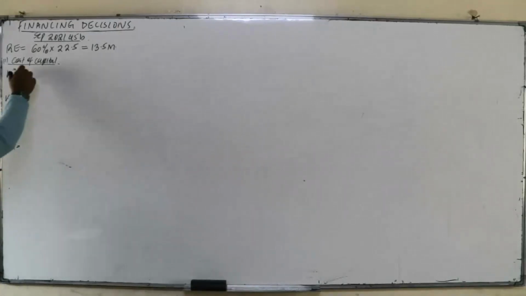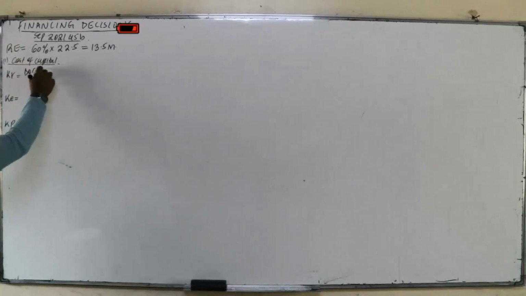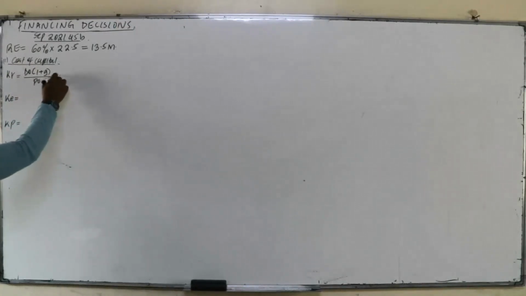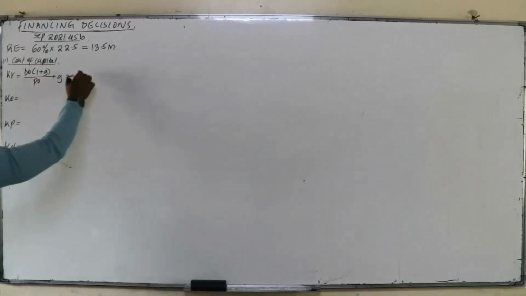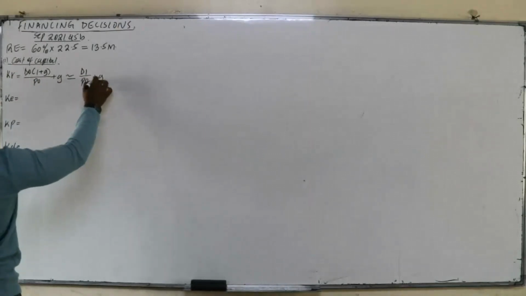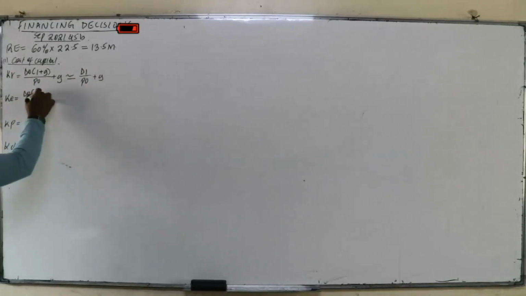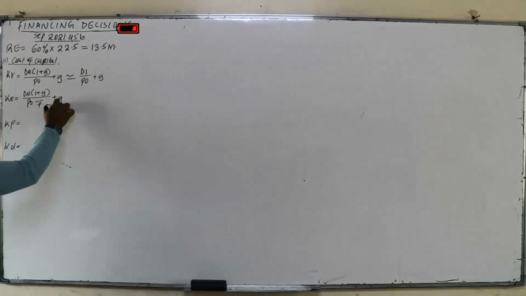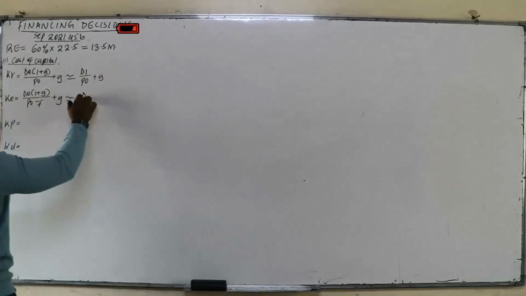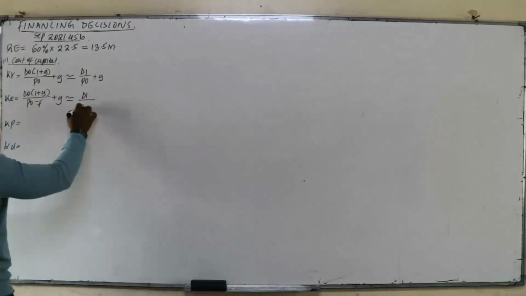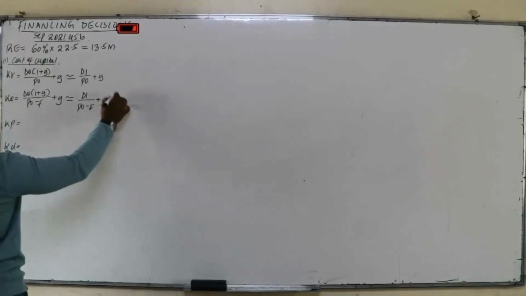Cost of retained earnings is D0(1+G) over P0, plus G, which is equivalent to D1 divided by P0, plus G. Cost of ordinary shares is D0(1+G) over P0 minus flotation cost, plus G, which is the same as D1 divided by P0 minus F, plus G.